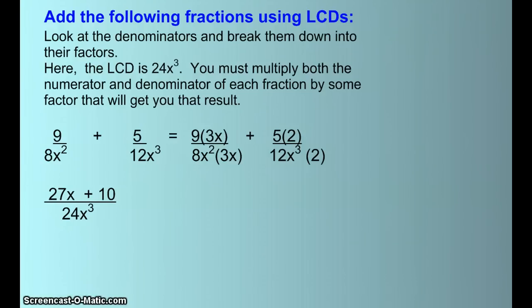So you're going to need to multiply both fractions by some version of 1 to get your denominator to be 24x cubed. So in the first case of 9 over 8x squared, you'll have to multiply that by 3x over 3x. And then the second term, that's 12x cubed, you'll multiply it by 2 over 2. And that's what I've done on the right-hand side of the fraction. When you multiply that out, it simplifies to 27x plus 10 divided by 24x cubed.